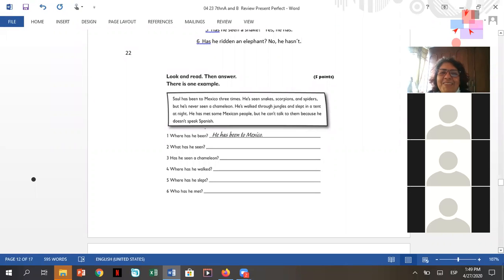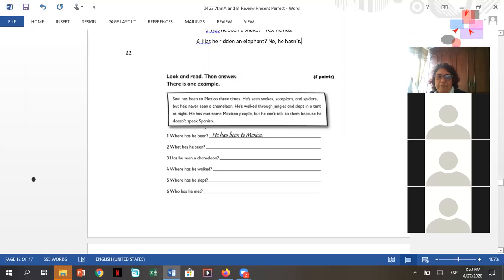For example, as I told you, I have played the piano again. Those are kind of my achievements. There is one example.